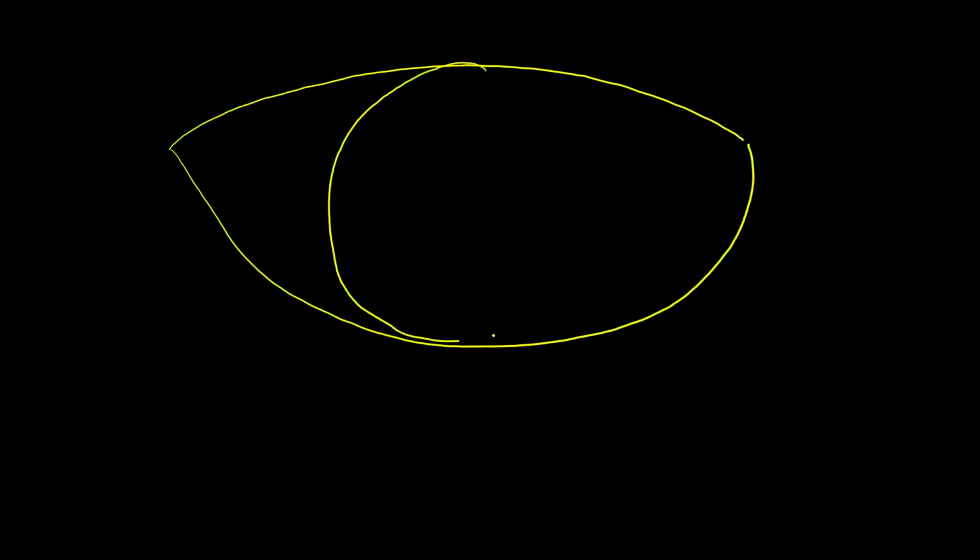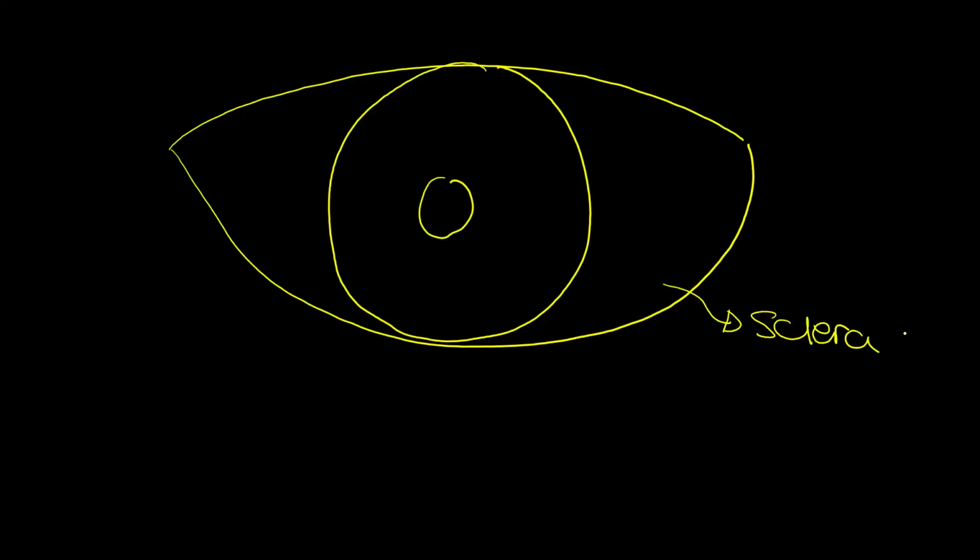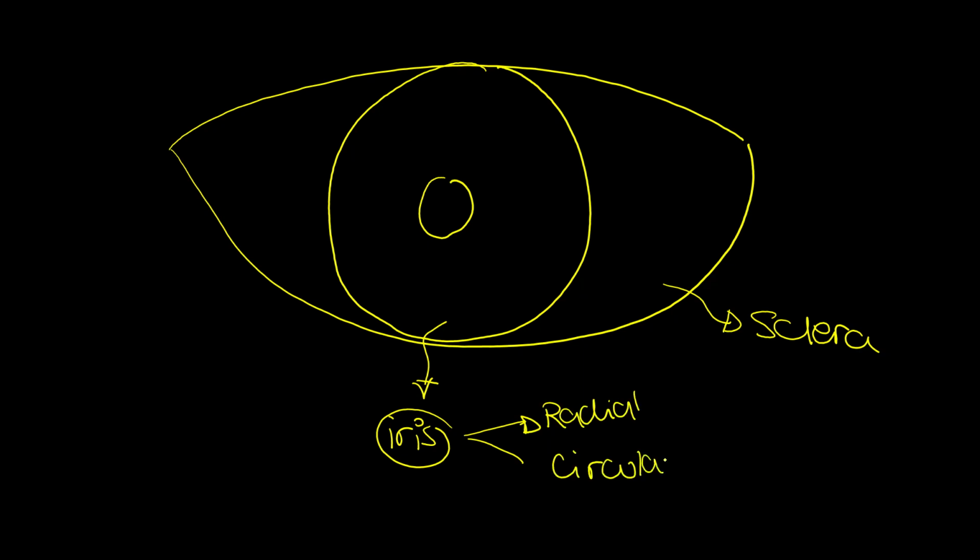This is your iris, and this is your pupil. This is the white part of the eye that is called the sclera, if you remember, that helps in protection. And this is the iris, the colored part of the eye. This iris is made up of two muscles, the radial muscles and the circular muscles. Before we start, we have to emphasize that these two muscles are antagonistic. In other words, they work in opposite directions.